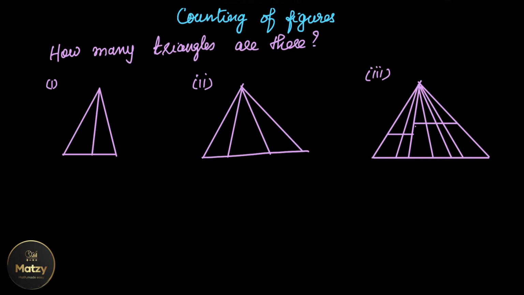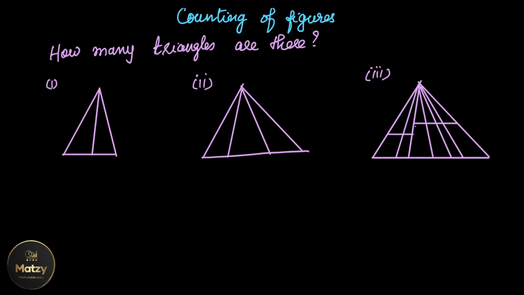See, in the first figure, this is first triangle, then this is second triangle, then the full triangle is the third triangle. If you count like that, chances are there to leave out any one of the triangles. You may be wrong. So register the pattern in your mind. I am telling you the logic of how to find the total number of triangles in each figure.